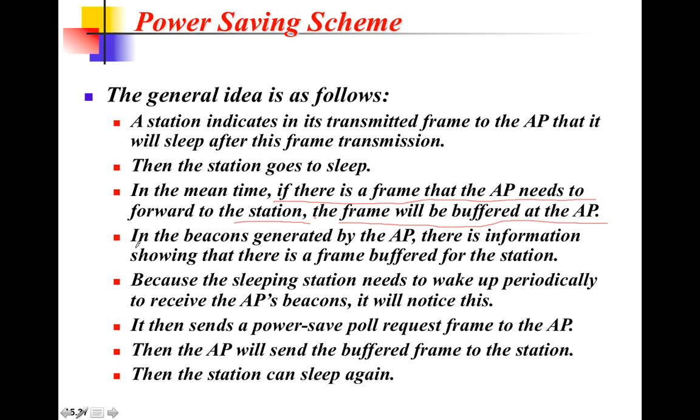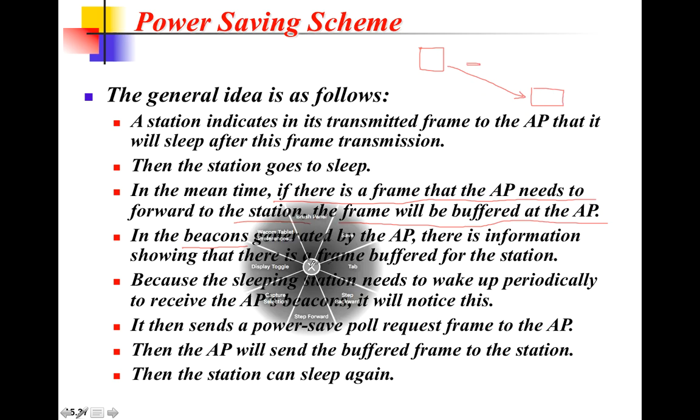And then we spoke about beacon frames in class. We spoke about how there are these control frames that are generated at specific time intervals. These beacon frames are generated by the access point, and the access point will inform the mobile station through these beacon frames. These are very small frames. And it will inform the mobile station that there is a frame waiting for you with me.